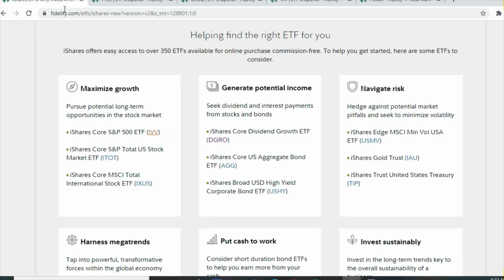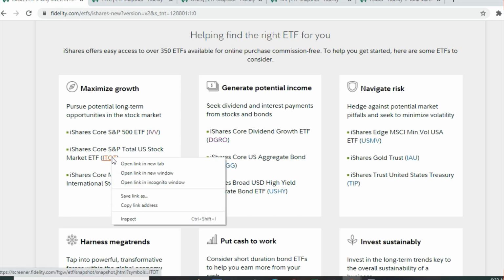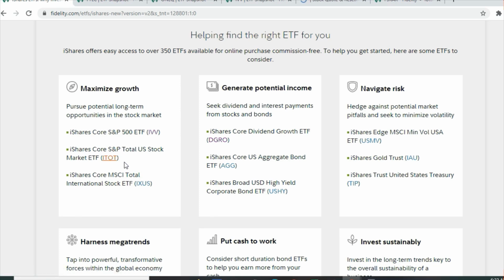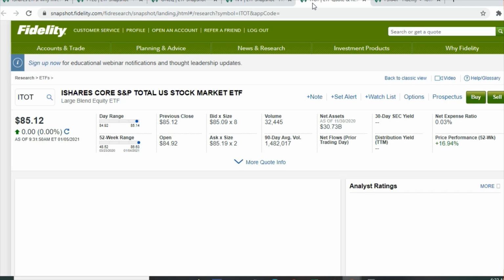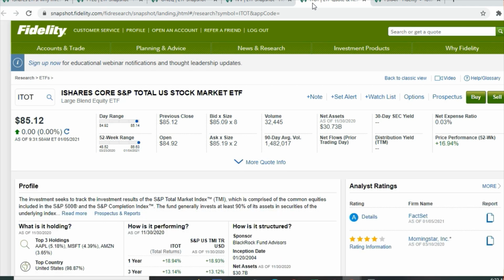The other one you can look at here is the iShares Core S&P Total U.S. Stock Market, ITOT. One thing you're going to find, I've talked about this when I've talked about Vanguard ETFs, is when you compare the S&P 500 to the total stock market, again, these are both weighted ETFs, meaning that the largest companies have the highest amount of value.